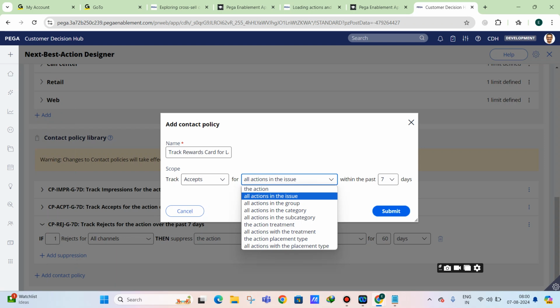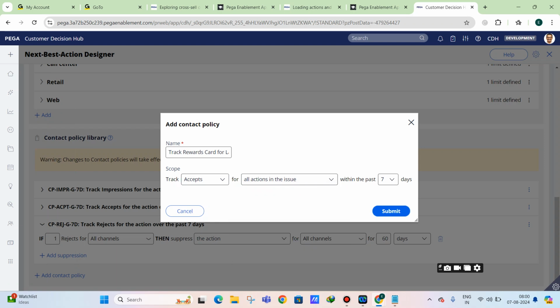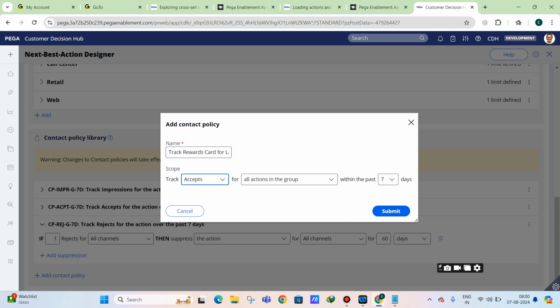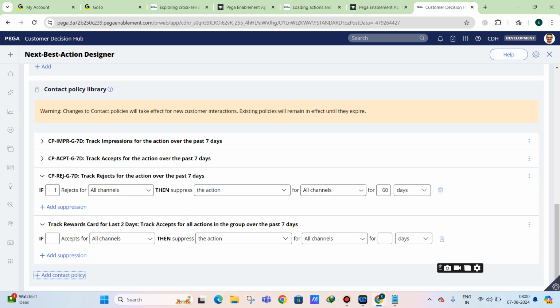But before PEGA 23, you have only three options: the action, all actions in the issue, all actions in the group. For example, let us say you have two credit cards, standard card and rewards card. Out of these two credit cards, the customer might have accepted any one of them, either the standard card or the rewards card. As per your requirement, one customer should have only one credit card. It can be standard card, it can be rewards card, right?